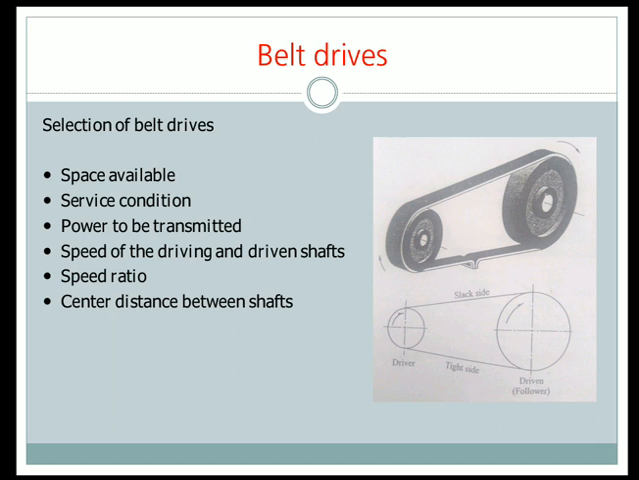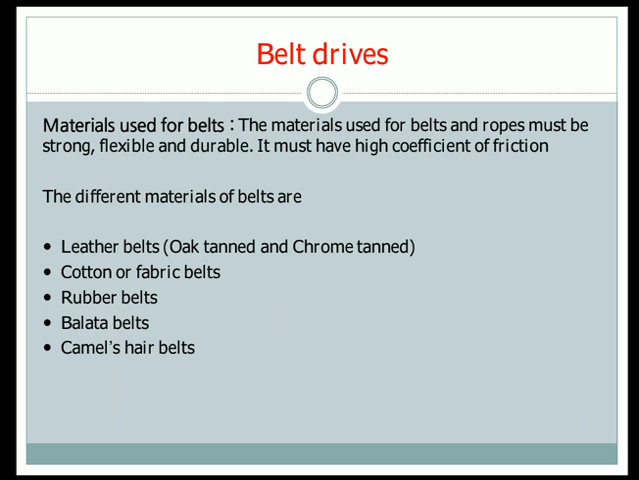Center distance between shafts. As I said, if the two rotating shafts are far away, then we have to go for belt drive. Speed ratio also: one pulley will be rotating at very high speed, and one pulley will be rotating at low speed. In these conditions also, we need to decide whether we have to go for belt drives or any other drive. That is why various conditions come into picture when belt drives have to be selected. Next we shall see the different materials to be used for belts.